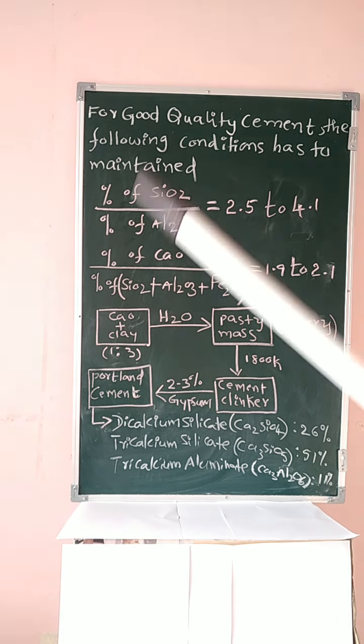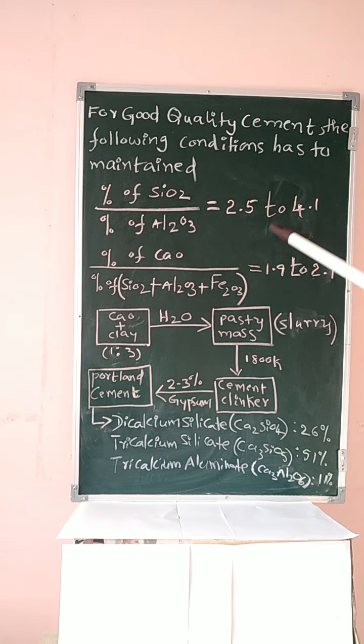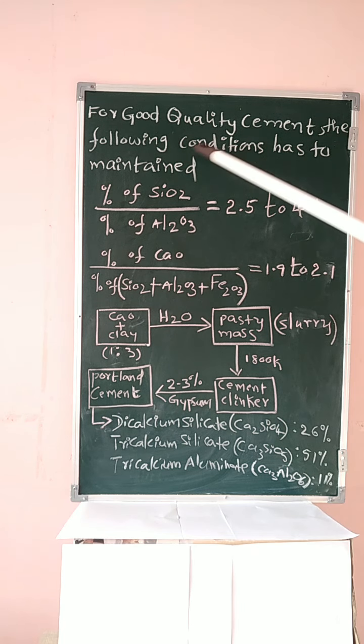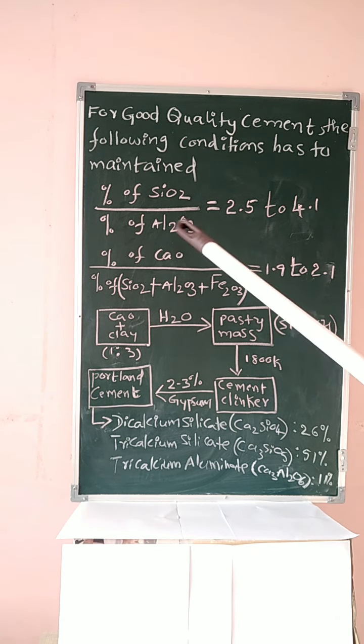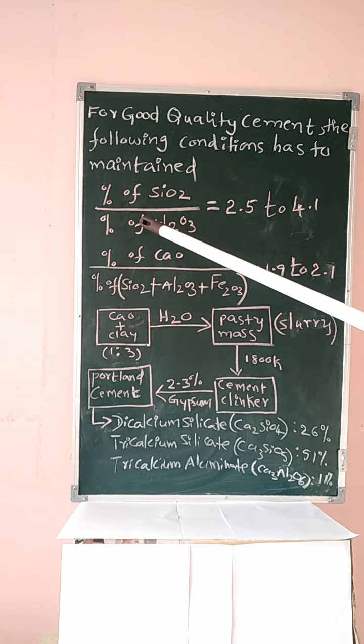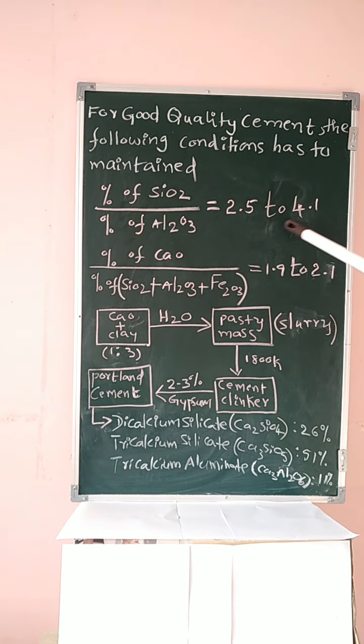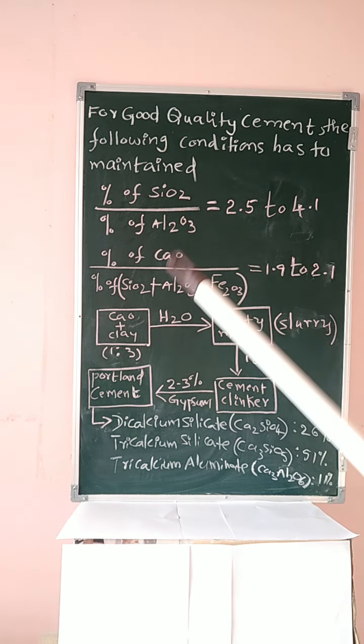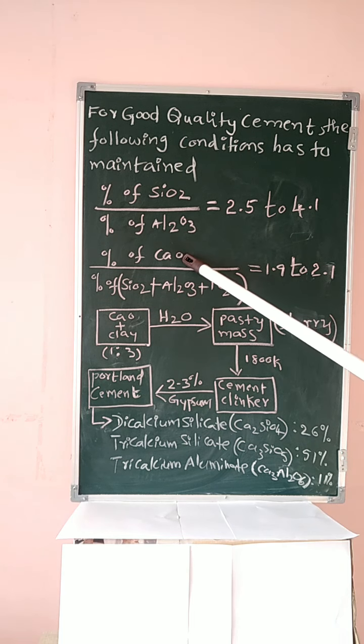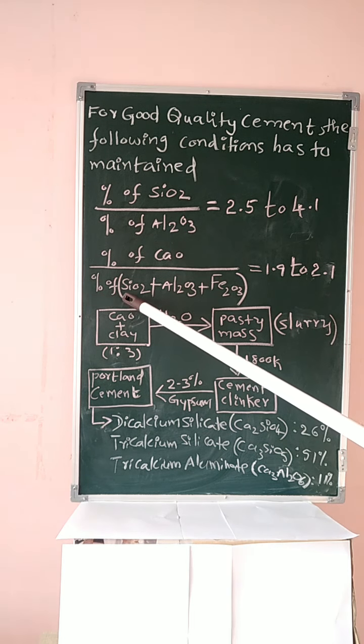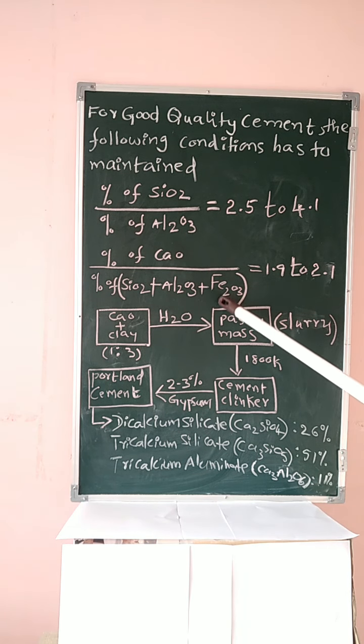Average composition is completed. Next, very important conditions from a competitive point of view. For a good quality, highest quality cement, the following conditions have to be maintained. The percentage of silica divided by the percentage of alumina is always 2.5 to 4.1. Then only good quality cement will be manufactured. Similarly, the percentage of calcium oxide divided by the sum of percentages of silica plus alumina plus iron oxide is always 1.9 to 2.1. If these two conditions are maintained, good quality cement will be obtained.